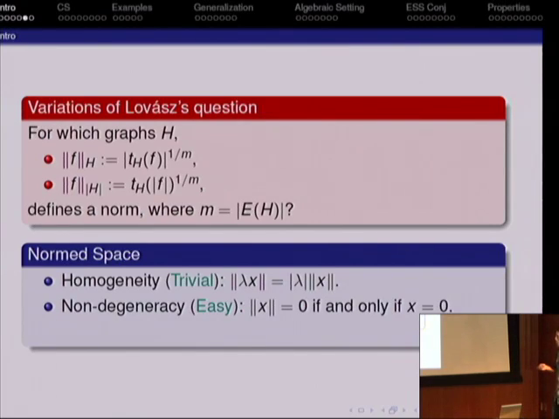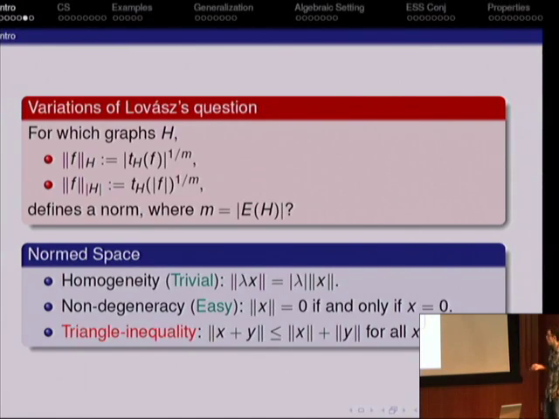And this turns out to be not so difficult, so we can understand in which cases we get this, assuming that this function is a norm. So the whole difficulty is in the triangle inequality. That's the heart of the difficulty of the question.